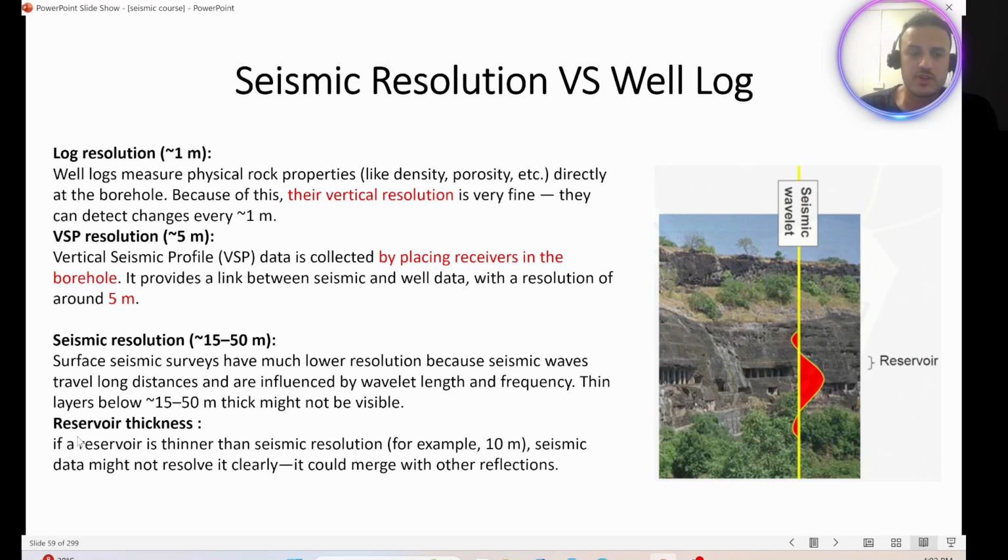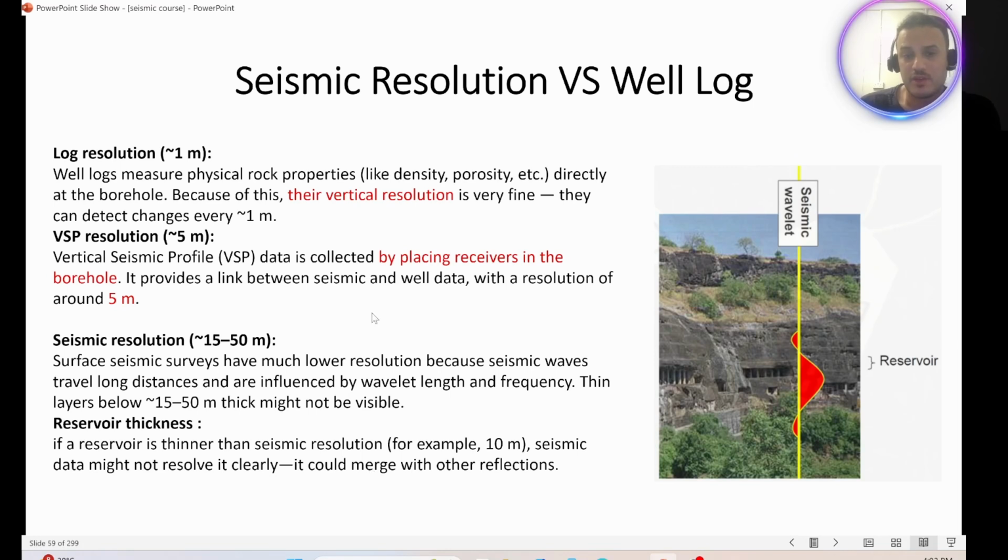So the reservoir thickness, if a reservoir is thinner than the seismic resolution, for example 10 meters, and we have the minimum of 15 to 50, the minimum is 15, so seismic data might not resolve it clearly. It could merge with other reflections.